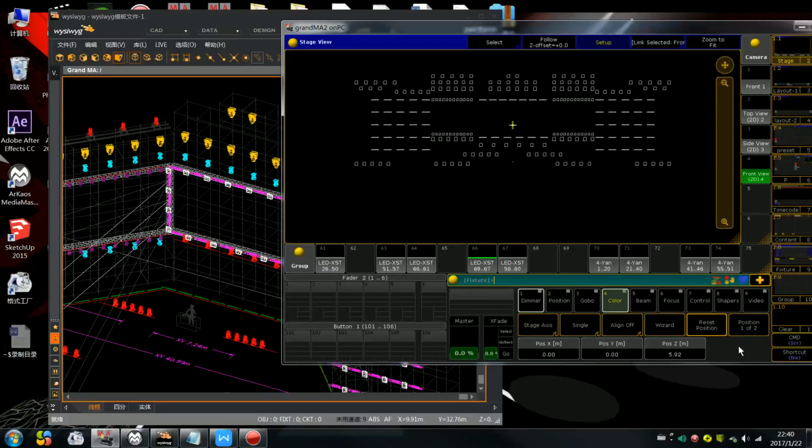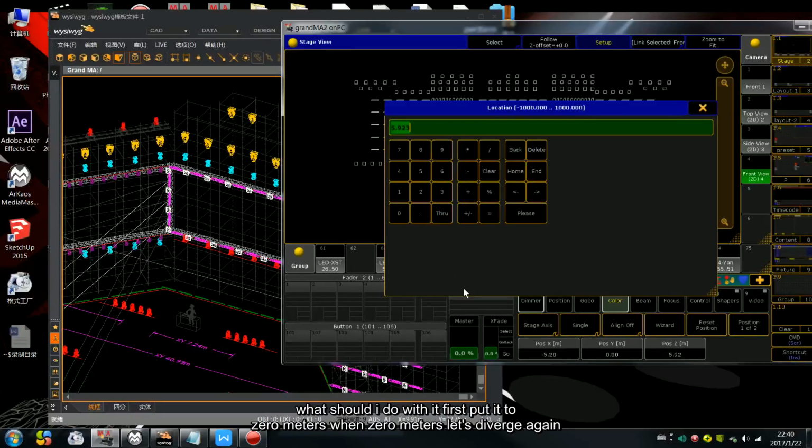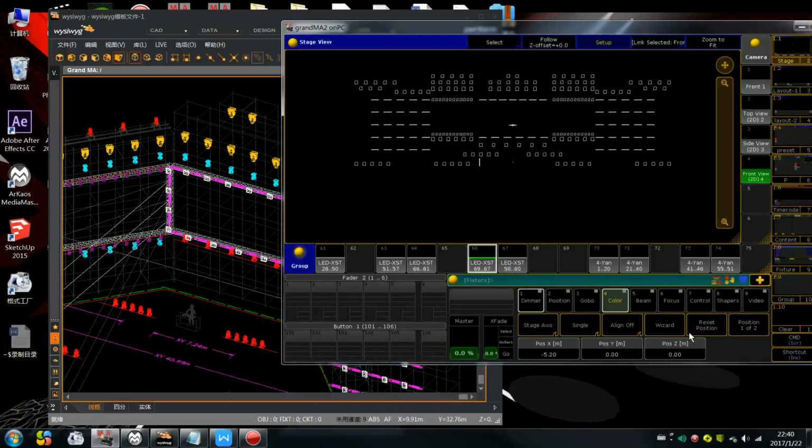Move this way. Then diverge. Wrong point. This time diverge. Which axis is divergence? This one to diverge it. This axis. Actually, should go first. Wrong point. What should I do with it first? Put it to 0 meters. When 0 meters, let's diverge again.